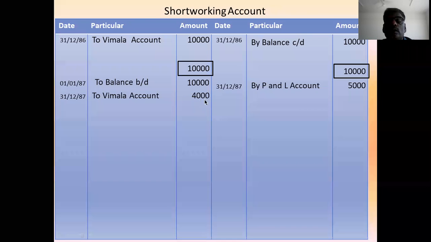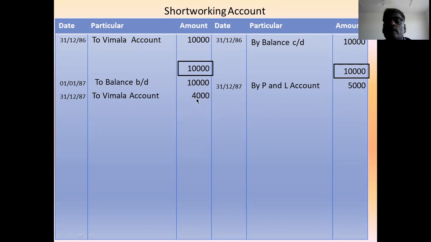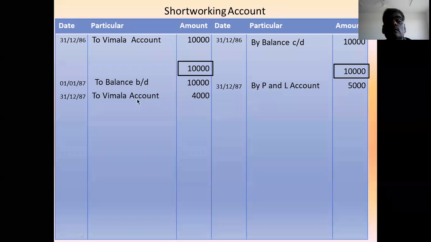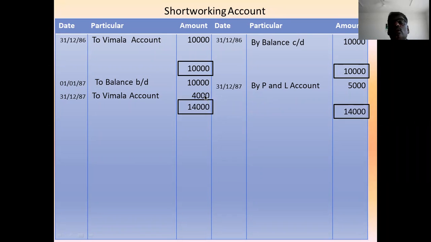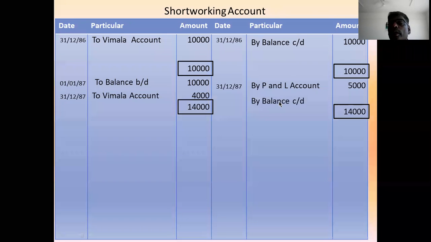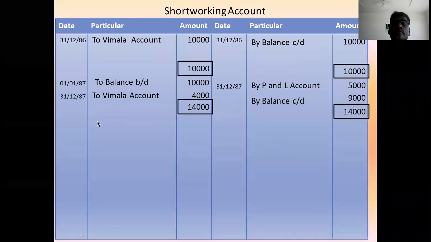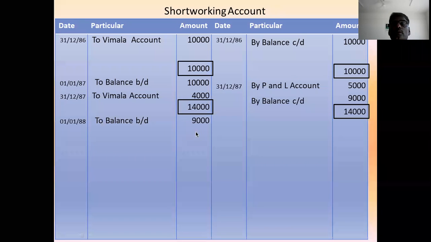This 4,000 is in the SW column. This 5,000 is in the SWIR column. Therefore, it is represented by P&L account. Clear? Debit side only one item comes, SW, that is lessor name. Credit side two items come: one is SWIR as P&L account and SWR as lessor name. Close the account and ascertain the balance. 14,000 is the total. By balance carried down is 9,000. Next year, to balance brought down 9,000.